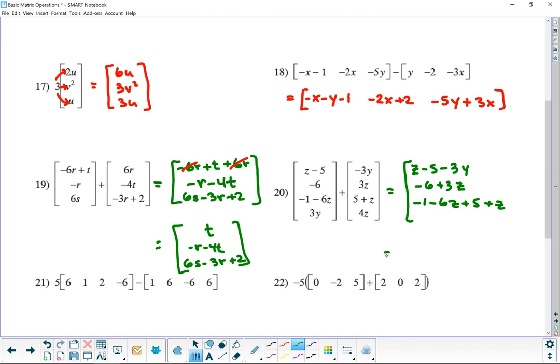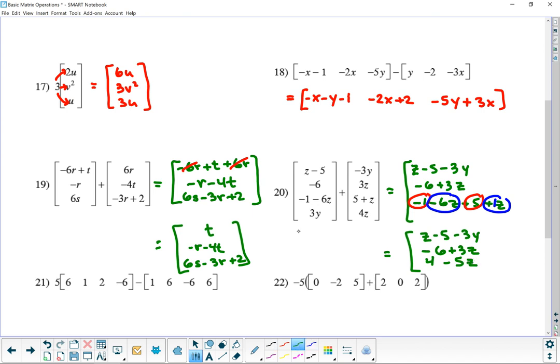So yeah, you're going to have to go ahead and combine this one. So far we got z minus 5 minus 3y. And so far you got negative 6 plus 3z. But this one right here, you can definitely combine negative 1 and 5 together to make 4. And you can combine negative 6z and positive z. That's the same as positive 1z. So you will have a total of negative 5z.